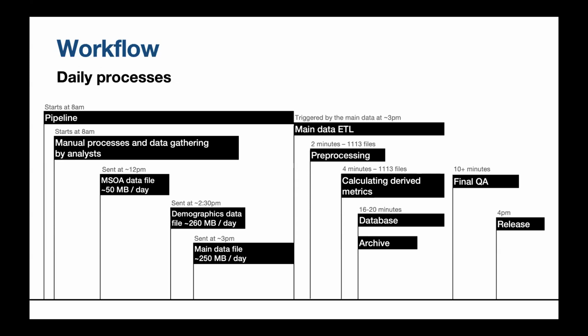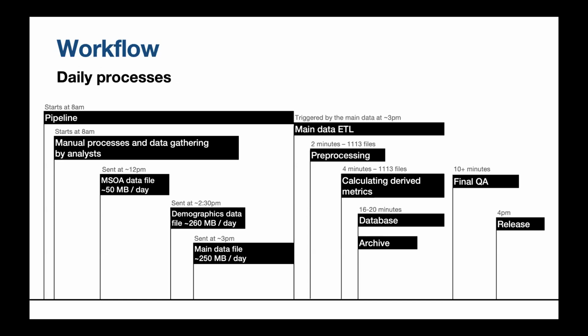On the data, doing some manual processing that needs to be done. Sometimes the structure of the data needs to be verified. Sometimes it needs to be changed. Sometimes the data needs to be entered manually. So that process starts at 8 a.m. And it usually starts with England cases that were processed overnight. And by around noon, we have the MSOA data file.